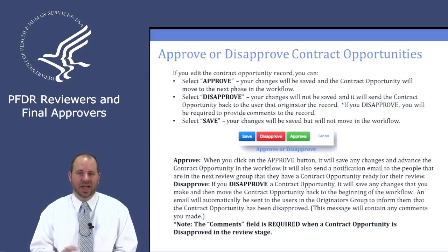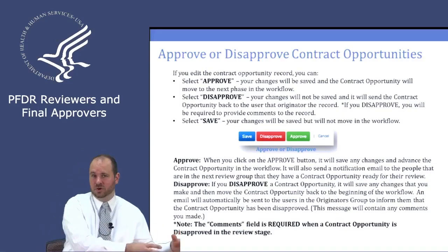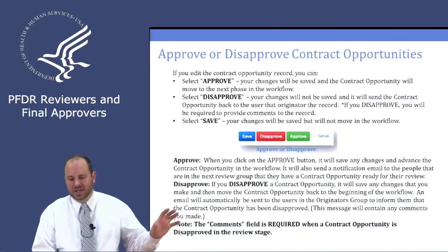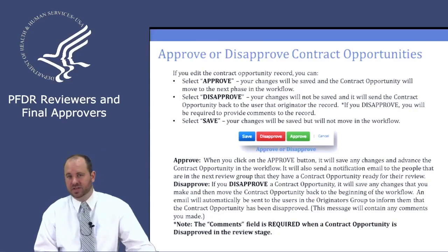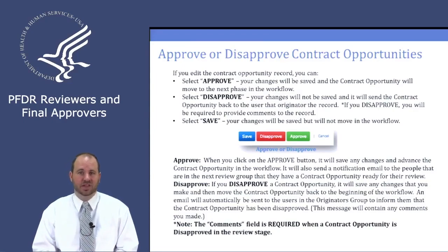Every disapproval has to have comments on the disapproval, so you'll enter in your comments and click save, and it will take that contract opportunity and actually move it back to the beginning of the workflow, and send it back to the contract origination team. So the folks that actually put in the information in the first place, it will send an email to them that says this contract opportunity has been disapproved, and it will have your comments as to why.